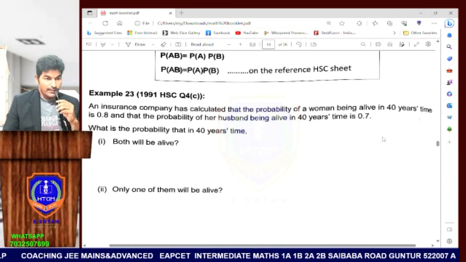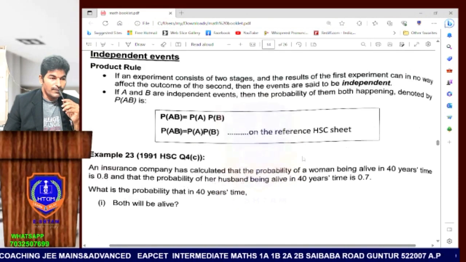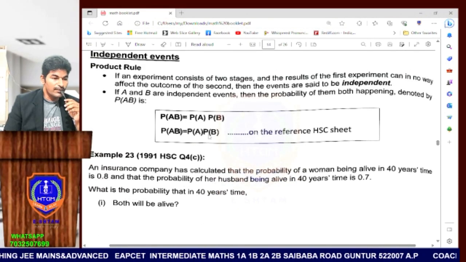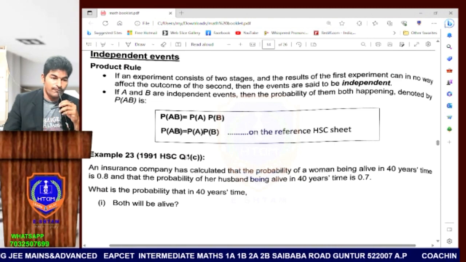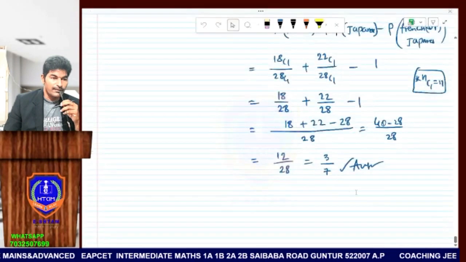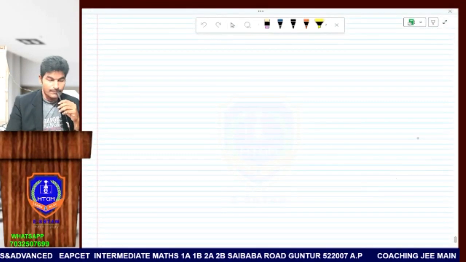If A, B are any two events, then if P of A intersection B equals P of A into P of B, then A and B are said to be independent events.